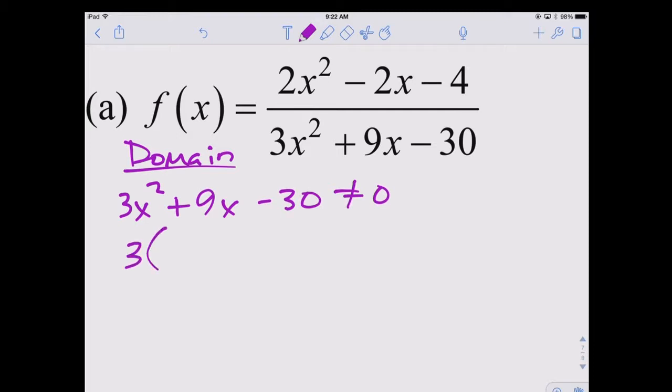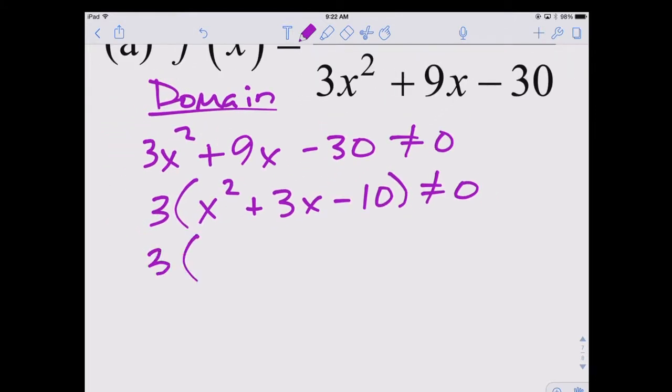Good, yeah. So we factor it out, and we put it on the outside. We don't just get rid of it. We have x squared plus 3x minus 10. So I'm going to keep the whole thing intact. Now I have a quadratic, and I look for factors of negative 10 that add up to 3.